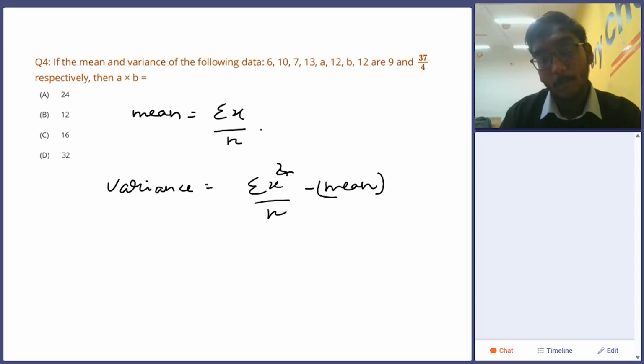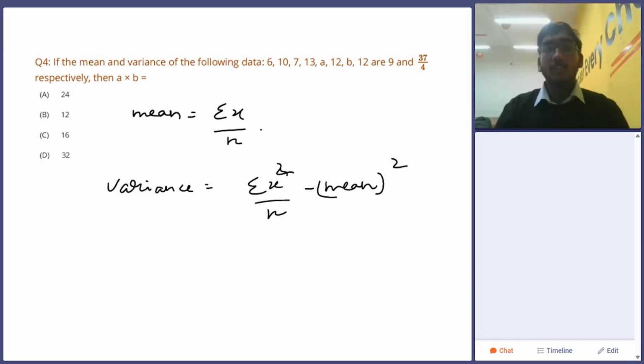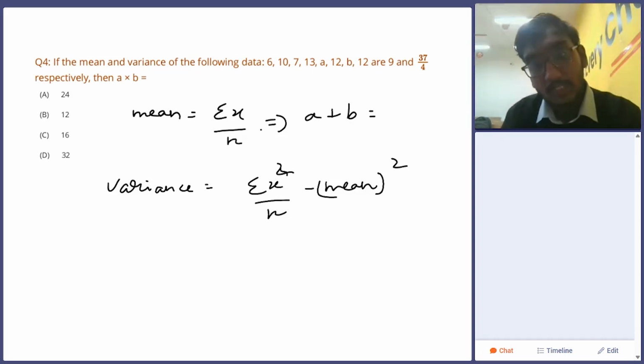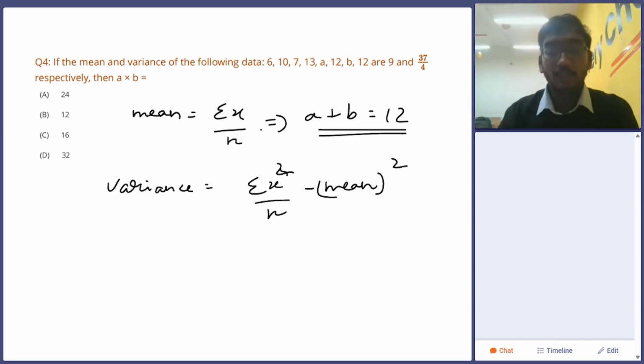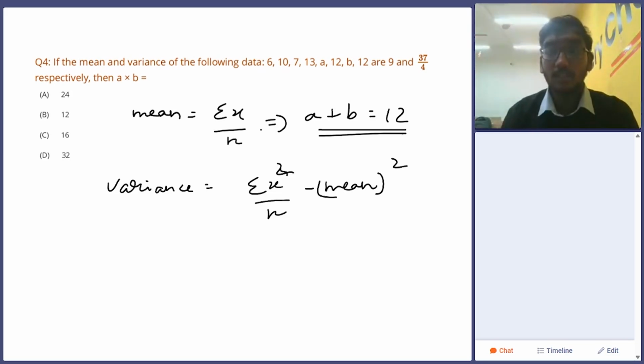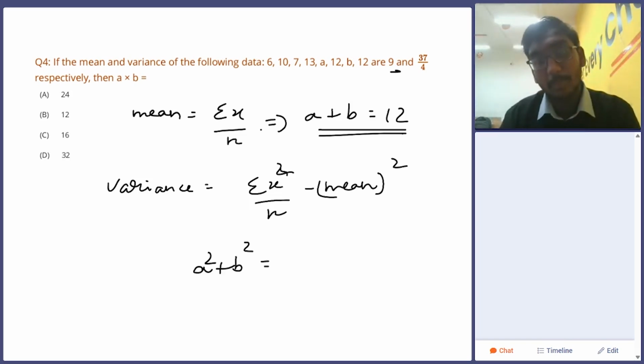Okay. So if you just apply, you will get the value of a plus b from this particular expression. Okay. Put n is equal to 8, add all the expressions, right? We'll get a plus b as 12. Okay. Likewise, for the second one, you add the square of all these expressions divided by the number of entries, that is 8, and subtract the square of the mean, that is what? Mean is already 9, right? Subtract, you will get the value of a square plus b square also from this. Okay. You will find it to be what?